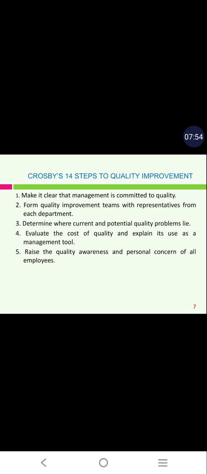And the fifth one is raise the quality awareness and personal concern of all employees. So the fifth point is insisting on quality: awareness has to be created among the employees, and everybody has to take care and work towards quality. So it is not a management concern. They should take it as a personal concern and they should work towards the improvement of the quality of the product.